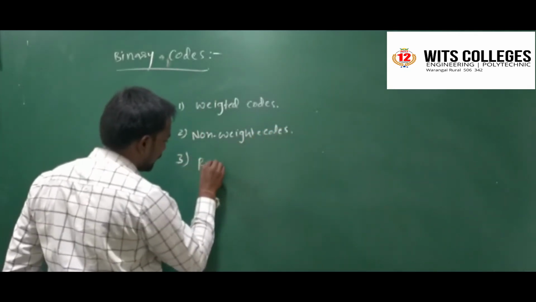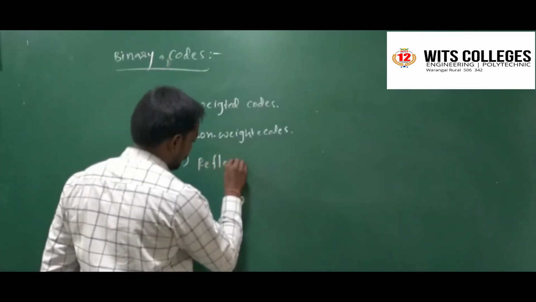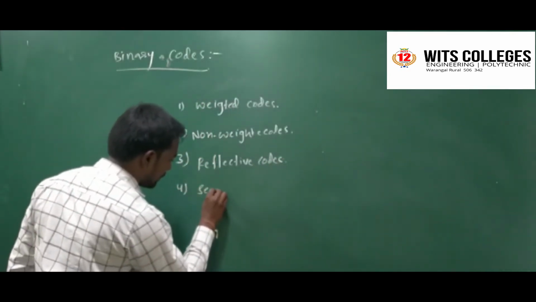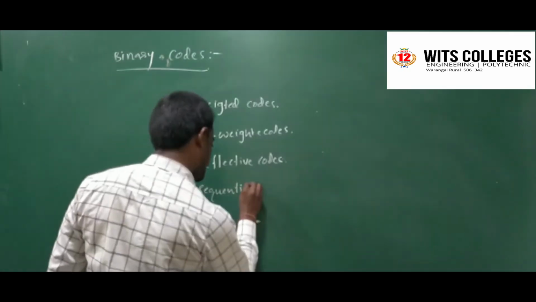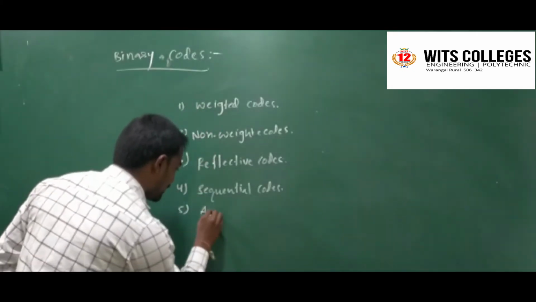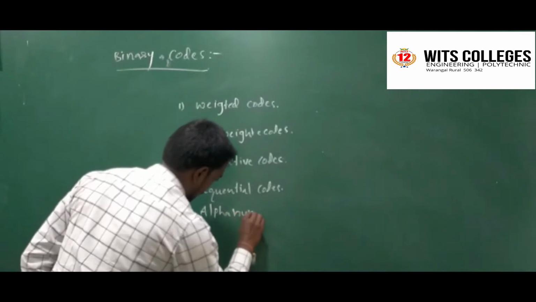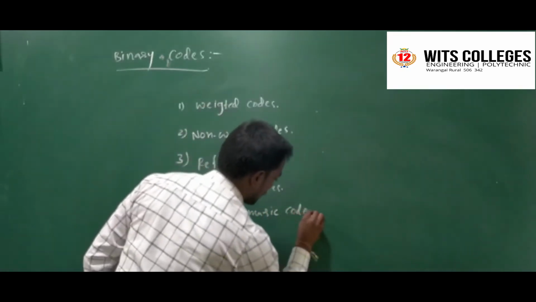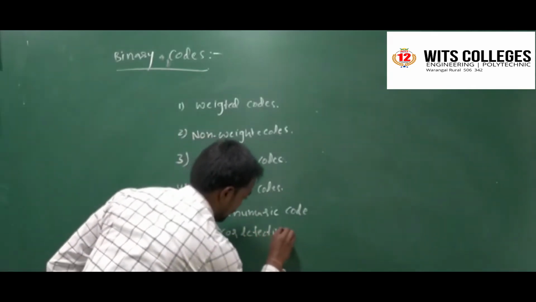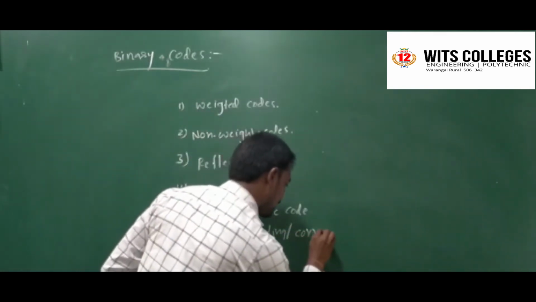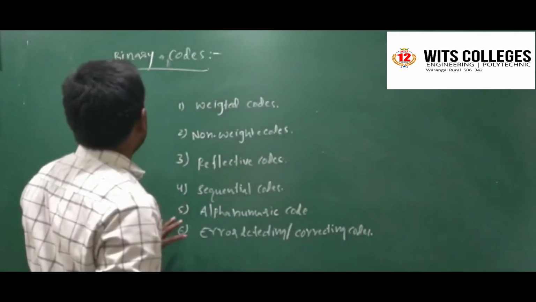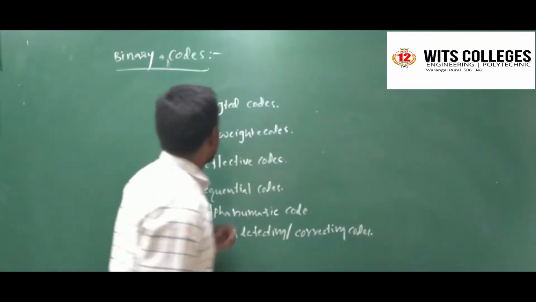and the third one is reflective codes, the fourth one is sequential codes, the fifth one is alphanumeric codes, and the sixth one is error detecting or error correcting codes. So these are the binary codes we have.